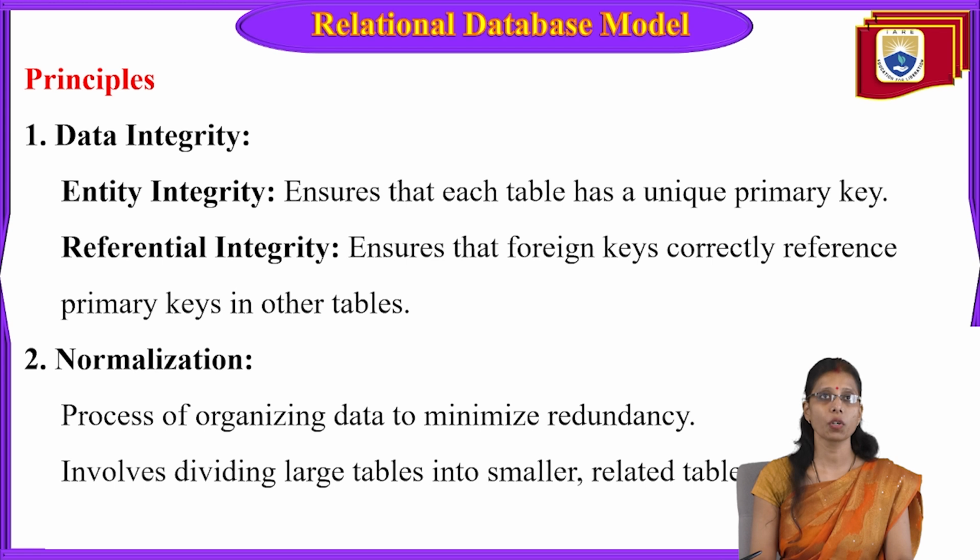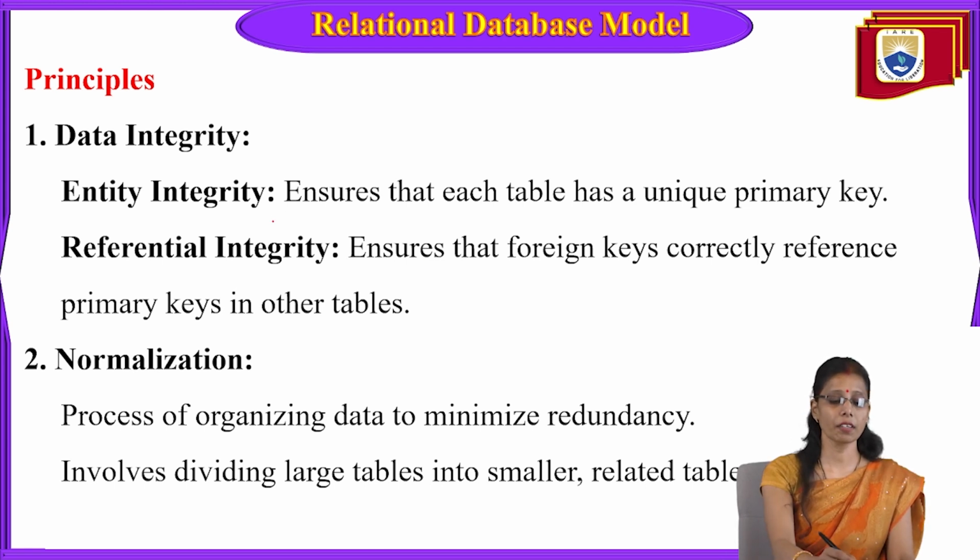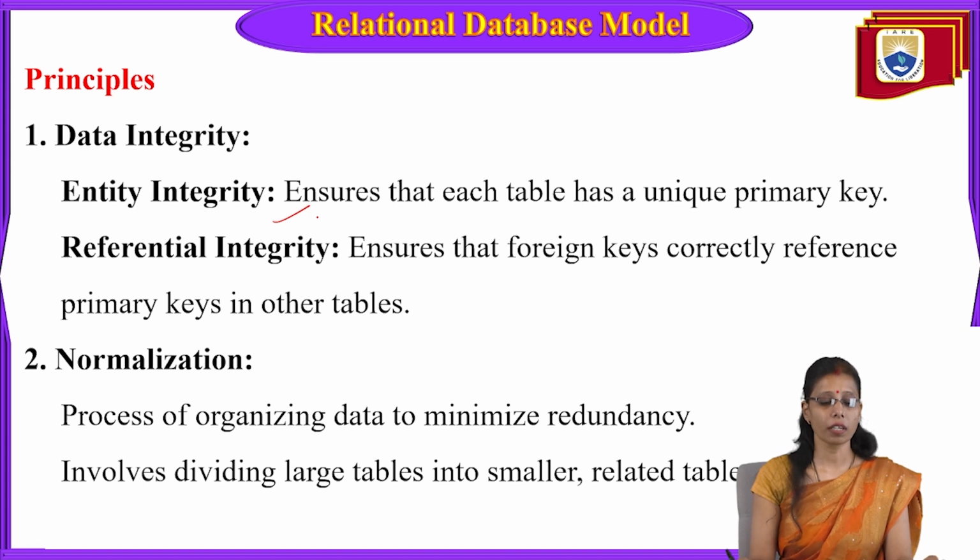Now the principles. What are the principles here? We have data integrity, which includes entity integrity and referential integrity. Entity integrity ensures that each table has a unique primary key. Referential integrity ensures that foreign keys correctly reference primary keys in other tables. So first of all, it ensures that each table has a unique primary key, and second, referential integrity ensures that foreign keys correctly reference primary keys in another table.